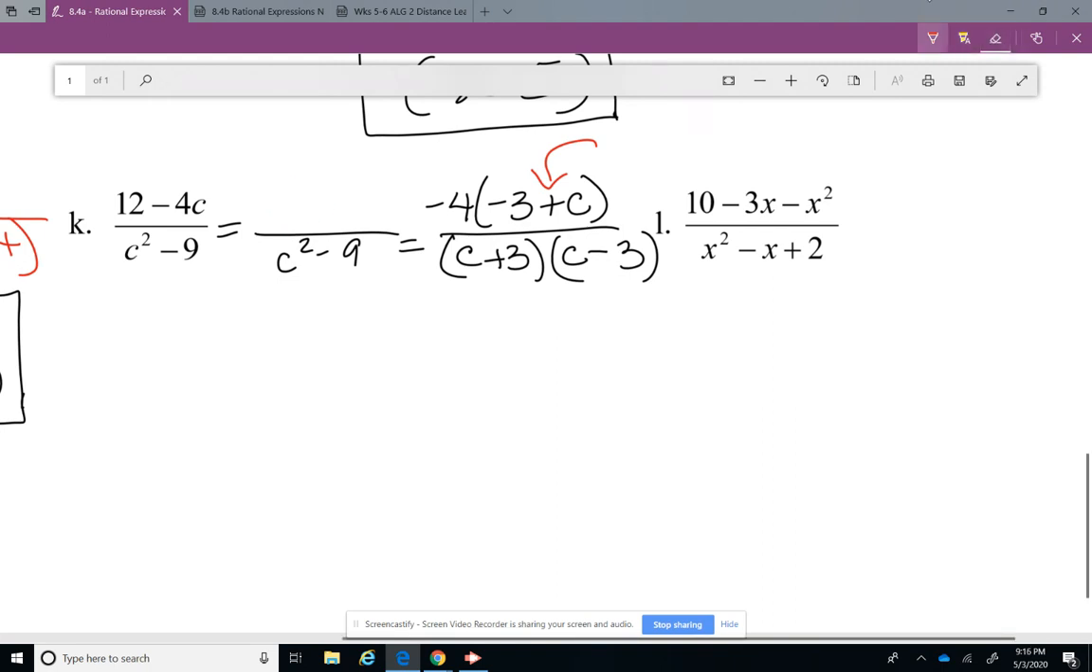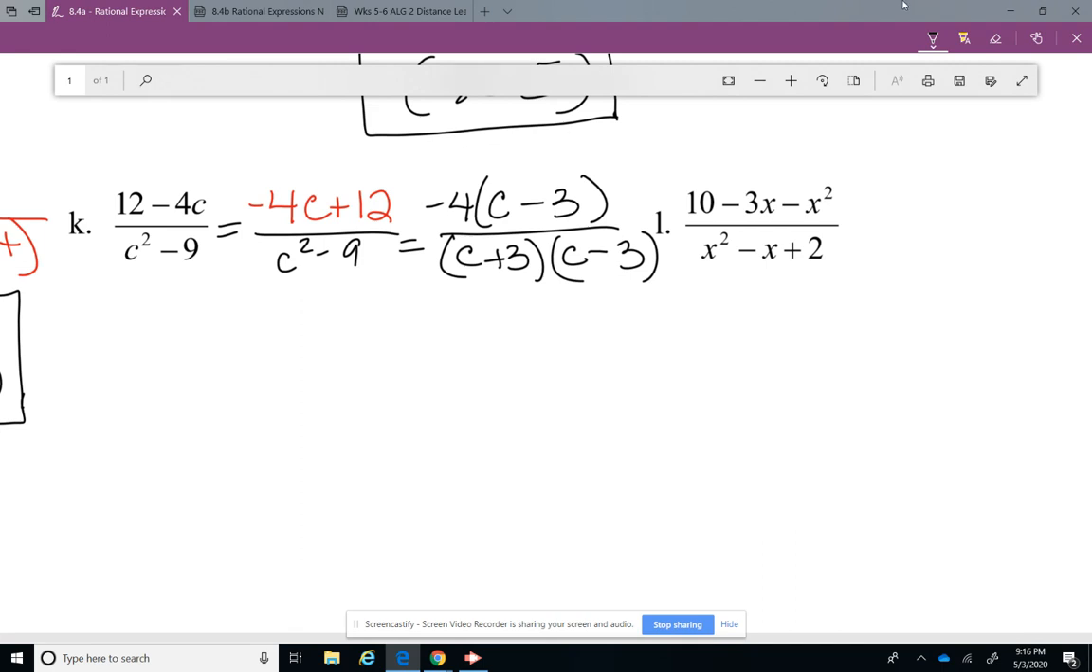All right, so I'm going to leave it the way I did and do -4c plus 12. When I did the -4, I switched these for some reason. I don't know why I did that, but I did. So I'm going to fix it. -4 times c, and then -4 times -3. Okay, that looks right now.